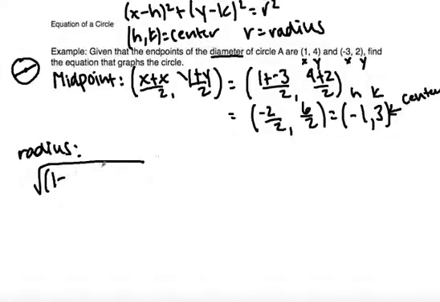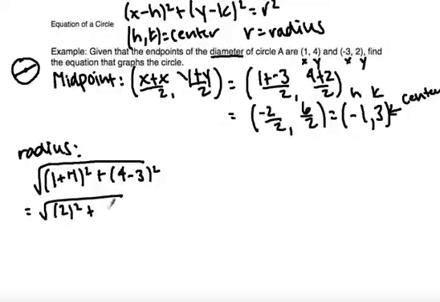So I'm going to say (1 - -1)² + (4 - 3)². I'm using (1, 4) and (-1, 3) in my distance formula. 1 minus -1 would turn into 1 plus 1, which would just be 2 squared. And 4 minus 3 would be 1, so 1 squared. 2 squared is 4, 1 squared is 1, so your radius for this one would be the square root of 5. 4 plus 1 is 5.